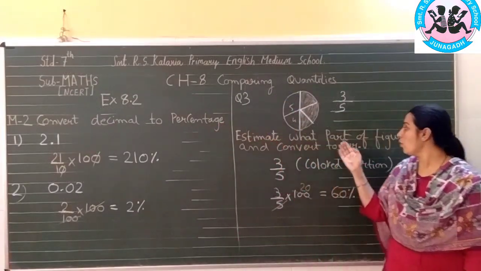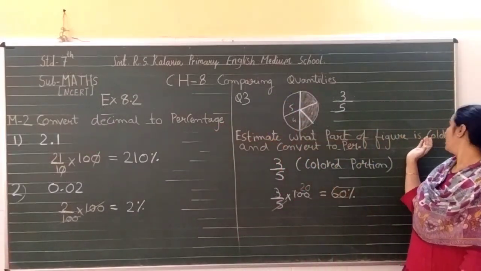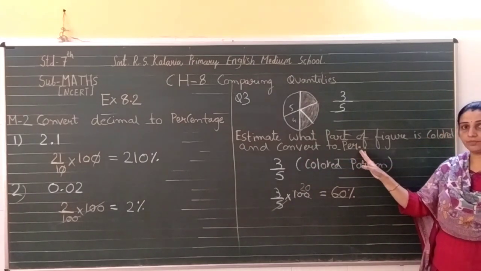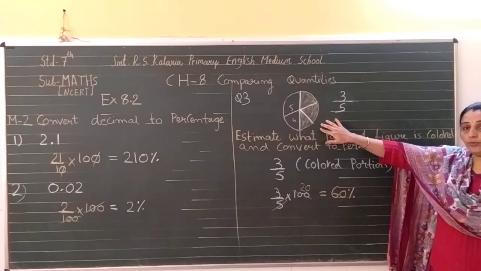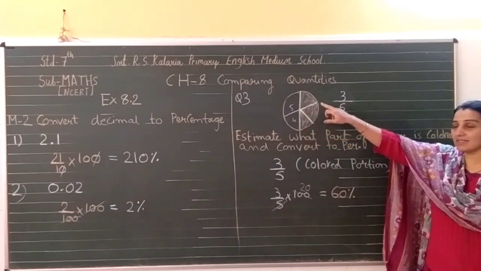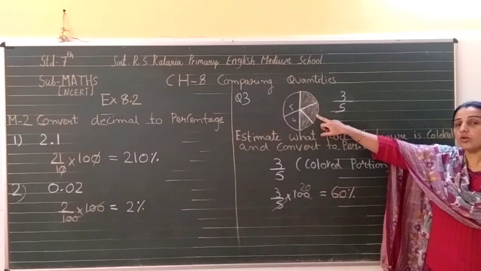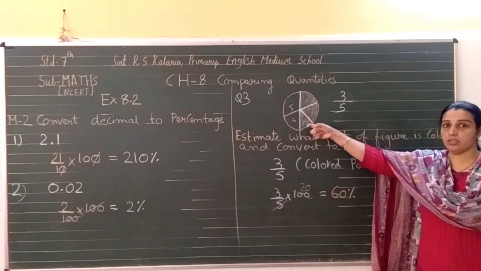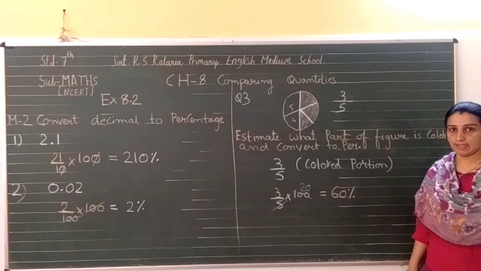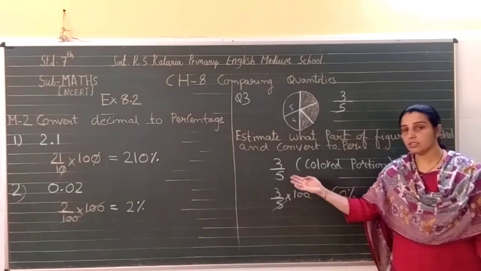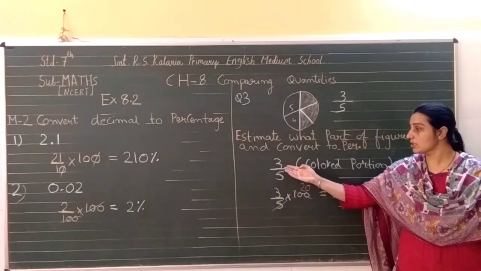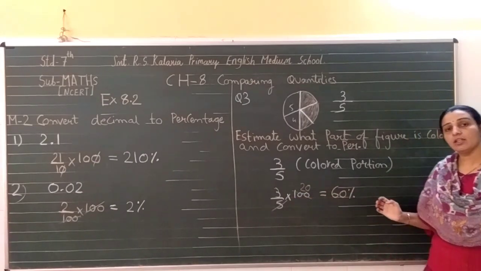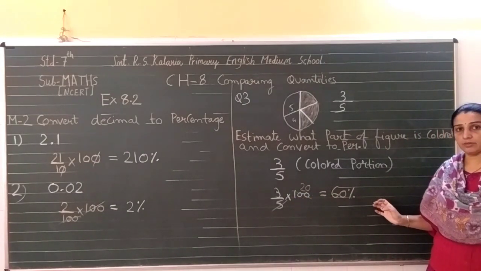3. Estimate what part of the figure is colored and convert to percentage. In the figure, total 5 parts are there. So my denominator is 5. 3 parts are colored. So my numerator is 3. Again this is a fraction form. So just 3 upon 5 and you will multiply by 100. You will get the answer 60%.